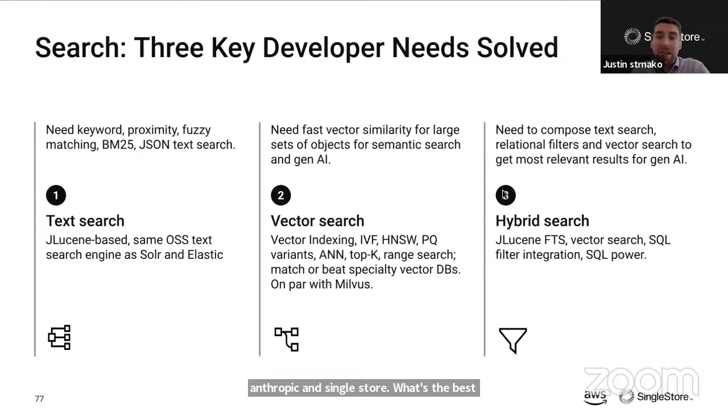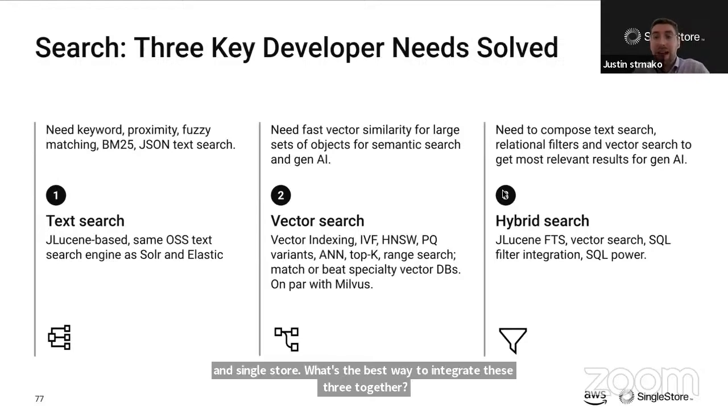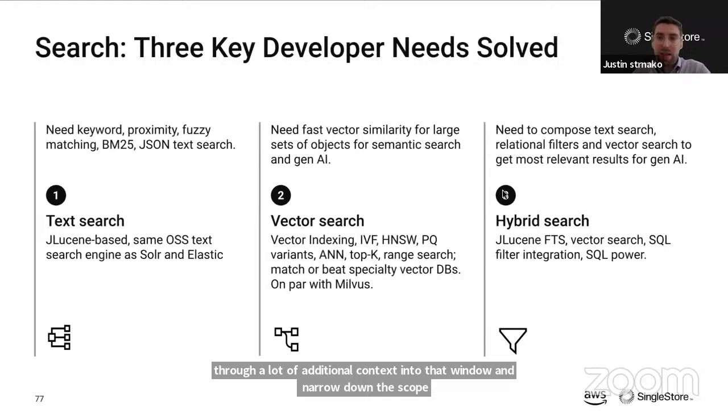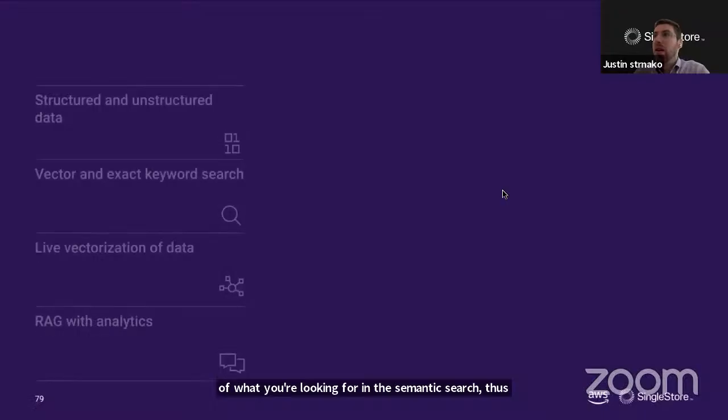That's direct context into the LLM that it can then use to actually give you a proper response. By combining the two of them together to create what's called hybrid search, you actually pass through a lot of additional context into that window and narrow down the scope of what you're looking for in the semantic search, thus giving you better responses that you can actually now weight.